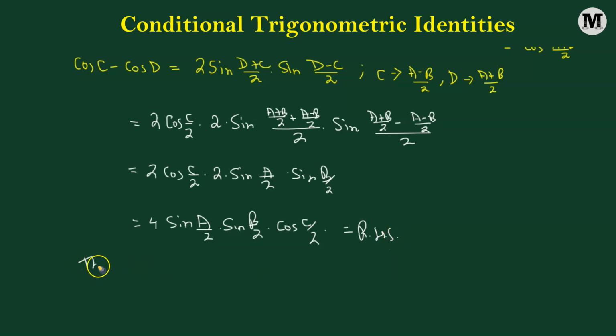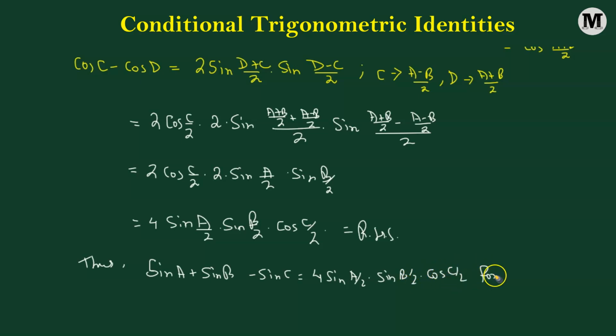So what we have done is, thus we have successfully showed that if we have sine of angle A added to sine of angle B minus sine of angle C, this is going to be equal to 4 times sine of angle A over 2 multiplied to sine of angle B over 2 multiplied to cosine of C over 2. And this is going to be only true if we have A plus B plus C equals to pi radians, hence proved.